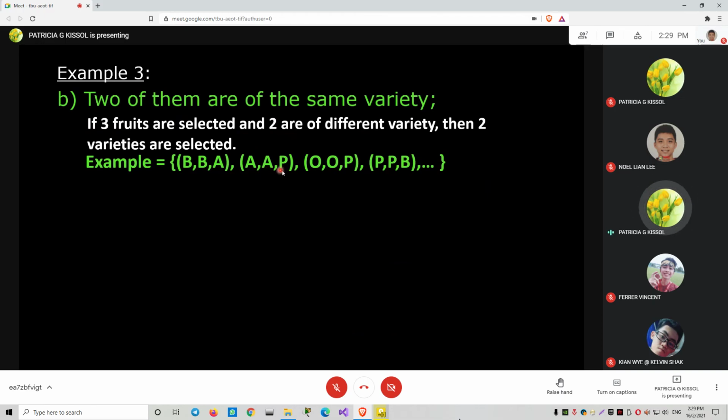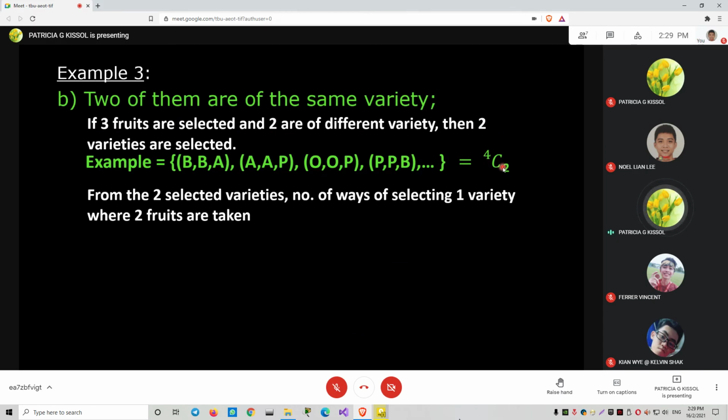It could be apple, apple, orange. It could be orange, orange, banana. So it's a lot of selections that you can choose from, but I didn't list it all out. Anyhow, to do that, since there are 4 different fruits, we only choose 2 varieties, which gives us 4 combination 2. You can count it.